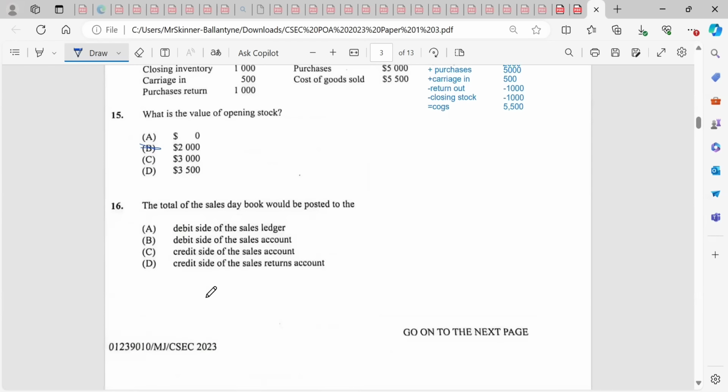Number 16. The total of the sales day book would be posted to the credit side of the sales account. The sales account, not the ledger. The credit side of the sales account, right?